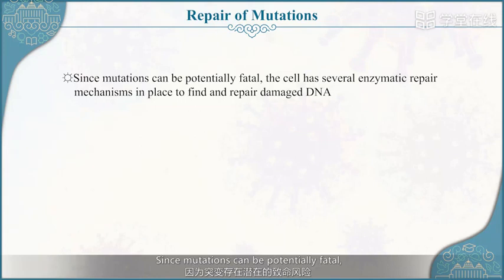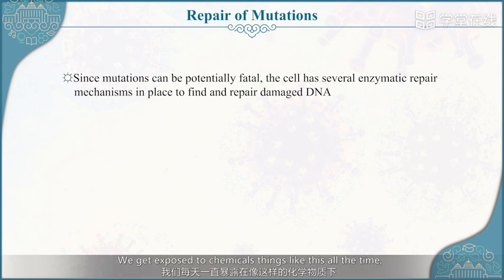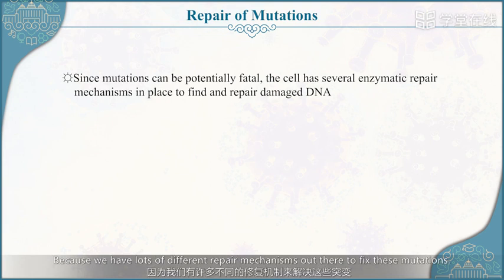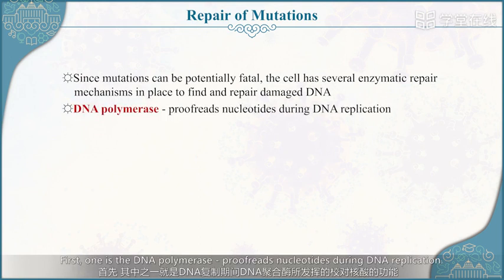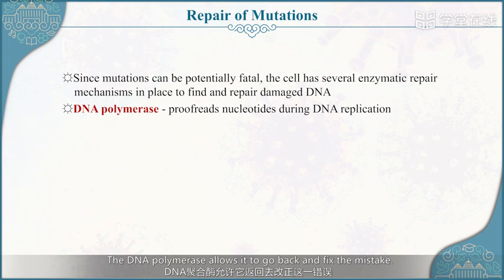Since mutations can be potentially fatal, the cell has several enzymatic repair mechanisms in place to find and repair damaged DNA. We get exposed to chemicals, things like that all the time. But we are not dying of cancer every day because we have lots of different repair mechanisms out there to fix these mutations. First, the DNA polymerase proofreads nucleotides during DNA replication. If it makes a mistake during DNA replication, it goes back and fixes it.